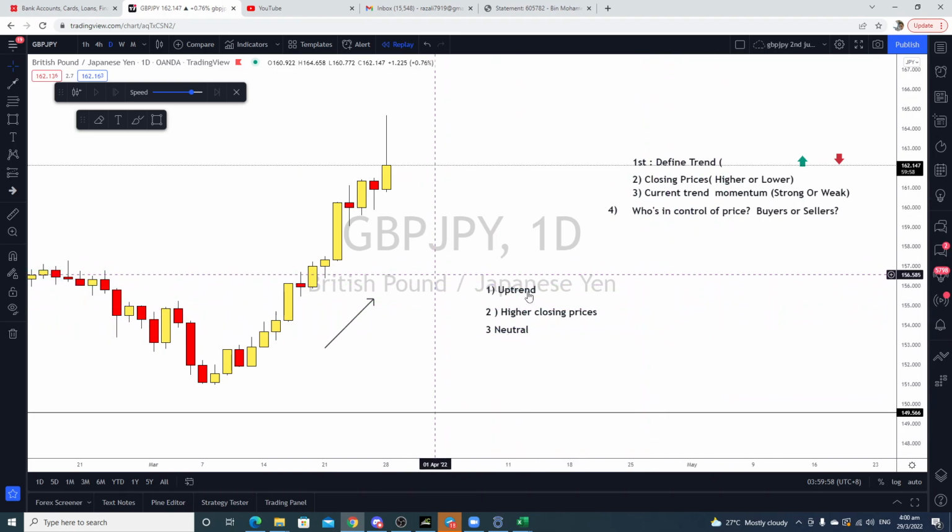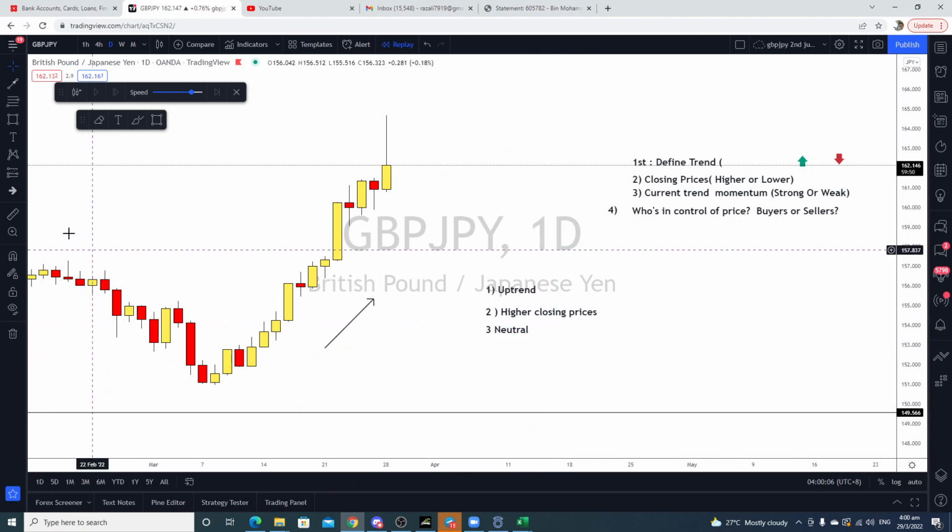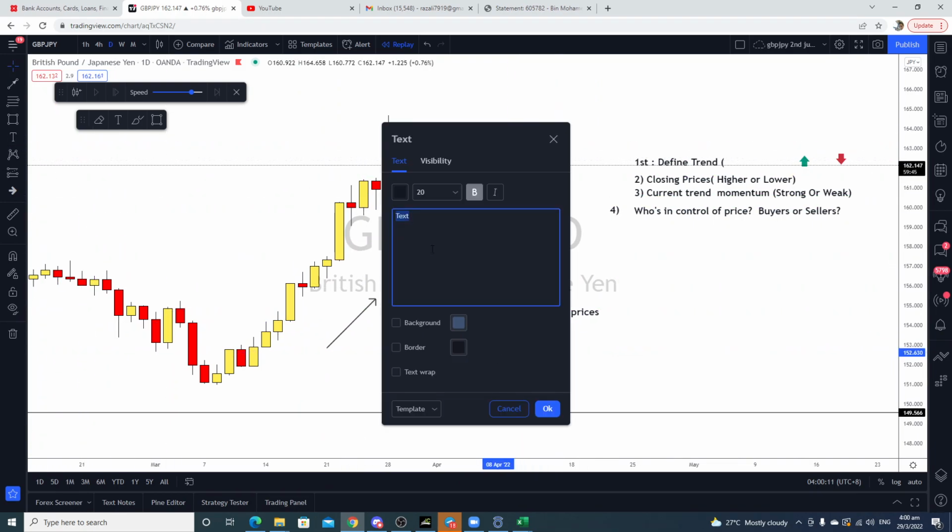So who's in control of the price overall here in this manner? It's still the buyers, right? Because there's no push down, there's no strong sellers pushing the market down. So in this case, number 4 is buyers still in control.